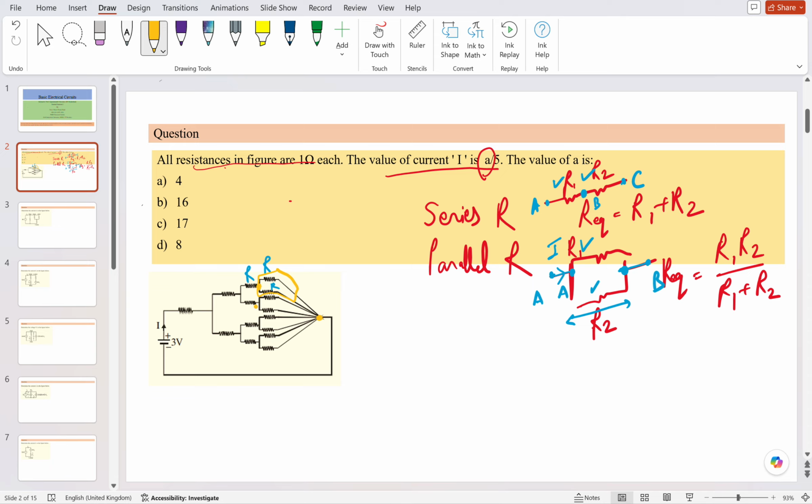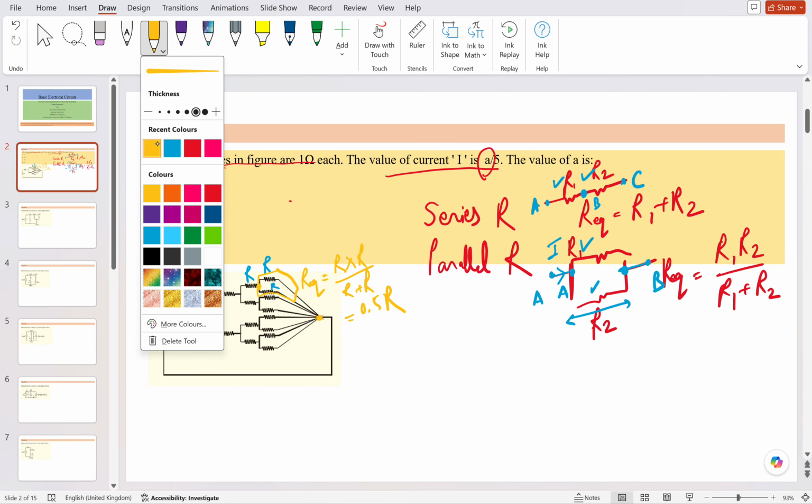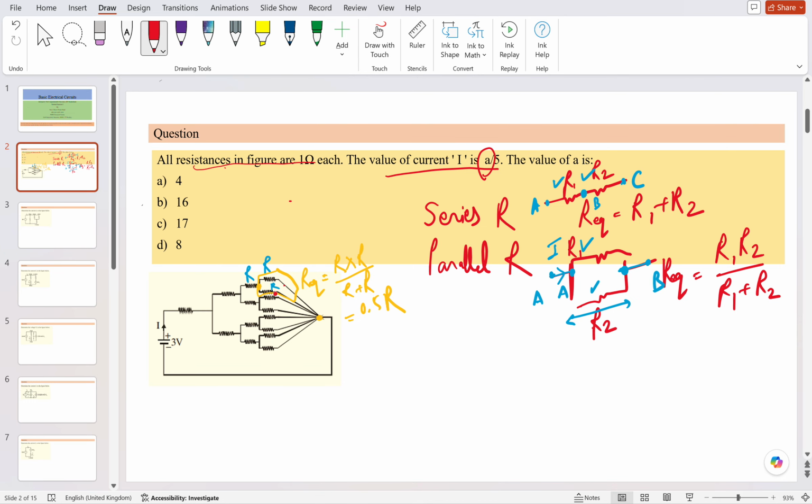So if the two nodes are common here, it means that they are in parallel. What is the basic sequence? If the two nodes are parallel, there will be an R equivalent which can be calculated through the parallel formula. What will be the R equivalent? R multiplied by R divided by R plus R, which comes out to be 0.5 R. So we have found that this parallel combination will be 0.5 R.